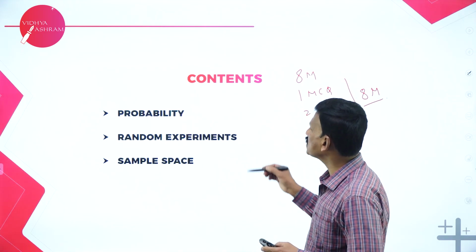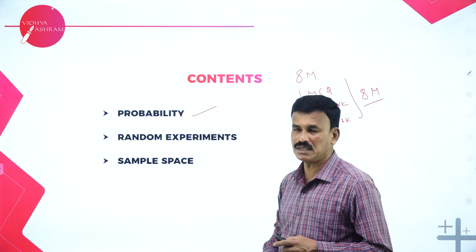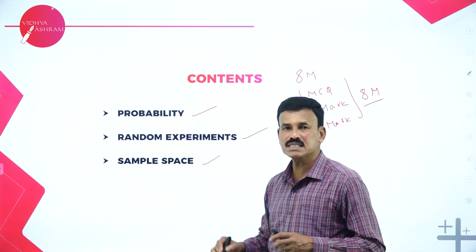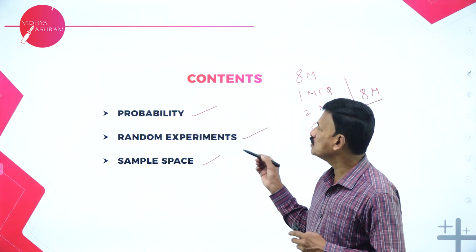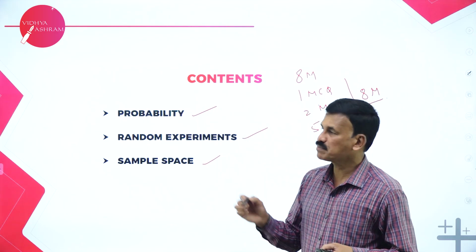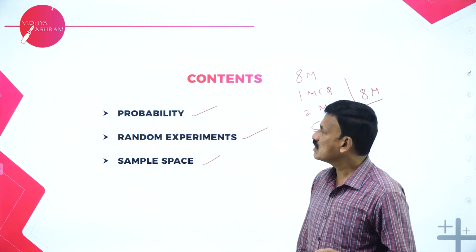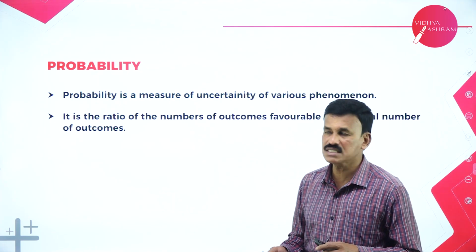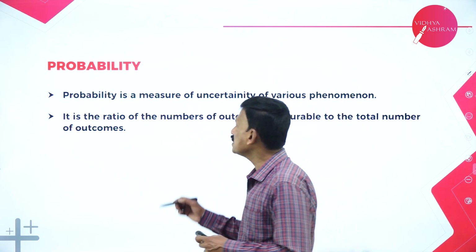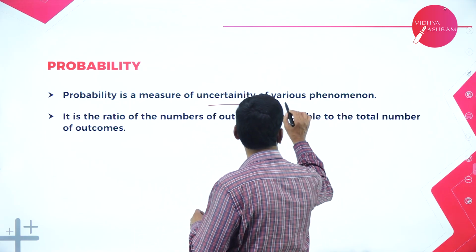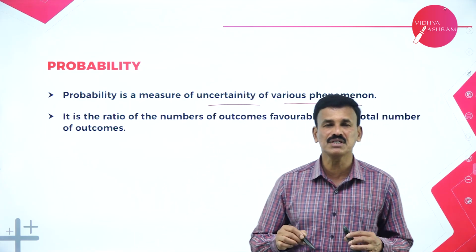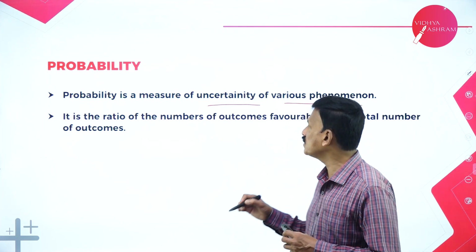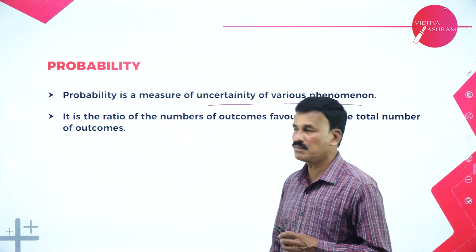Now today I am going to discuss the definition of probability, the definition of a random experiment and sample space, and simple problems related to random experiments, sample space and probability. Now let us know what this probability is first. You might have studied this in your previous classes itself. Probability is nothing but a measure of uncertainty of various phenomena. The measure of uncertainty of various phenomena is known as probability.